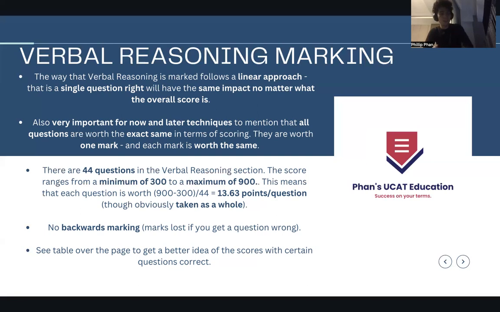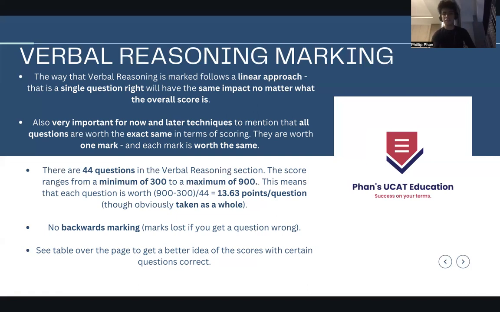I noted as well that there is no backwards marking. For some reason, people always seem to worry about this. Maybe it's because you lose marks for getting questions wrong in other tests, historically. But at least in the UCAT, know that if you get a question wrong, you don't lose any marks, and that's very good.